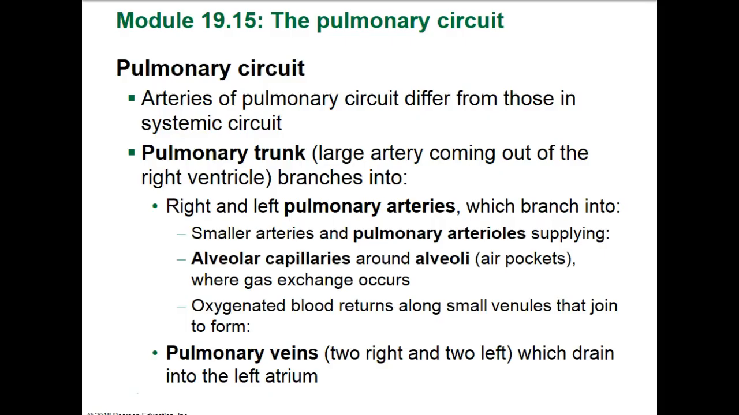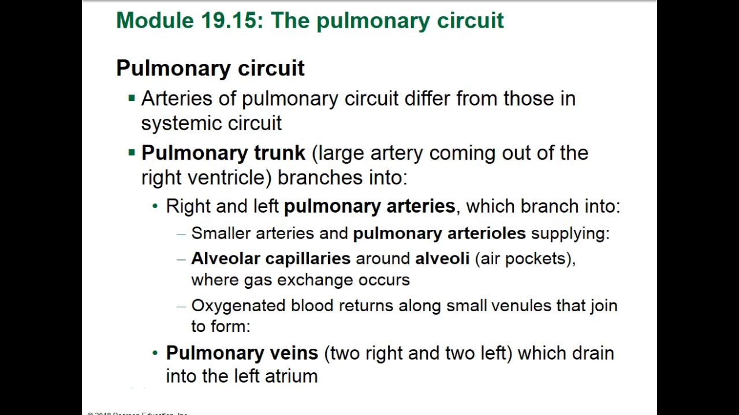So let's talk in a little more detail about the pulmonary circuit. The arteries of the pulmonary circuit do differ from those in the systemic circuit. The pulmonary trunk is the large artery that comes out of the right ventricle. It branches into right and left pulmonary arteries, and they branch into smaller arteries and pulmonary arterioles that then supply the alveolar capillaries around the alveoli of the lungs. Those are the air pockets. That's where gas exchange occurs, where you have the simple squamous epithelial cells.